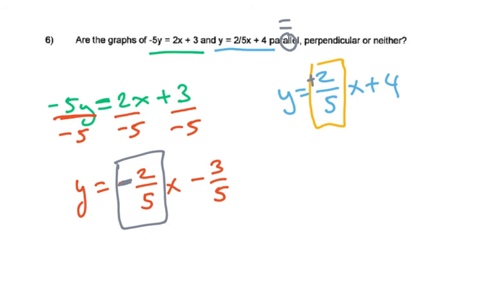Okay, so are they perpendicular? Do they have opposite reciprocal? Well, again, remember, opposite reciprocal means do I flip the numerator and denominator? Well, we just said 2/5 are the same, so that can't be going on. So that leaves me with neither.